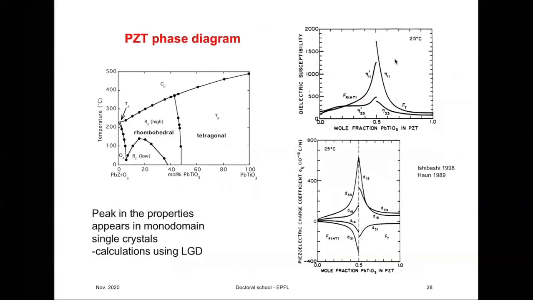So one possible explanation why, in ceramics, and people had only ceramics available for a very long time for PZT, since single crystals are very difficult to make. So there was some explanation that this morphotropic phase boundary is just related to the ceramic polycrystalline nature. And what do you have to do to a polycrystalline material to make it piezoelectric? Well, you have to polarize it.